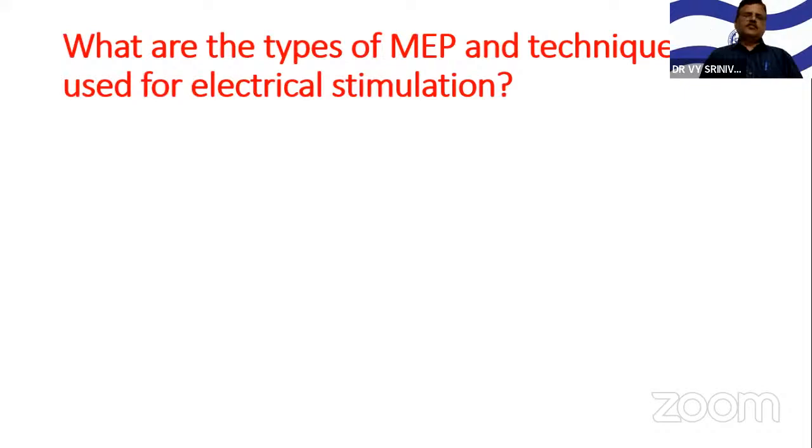What are the types of motor evoked potentials and techniques used for electrical stimulation? So there are two types of motor evoked potential. It can be transcranial electric motor evoked potential or a transcranial magnetic motor evoked potential. And there are two techniques used for electrical.